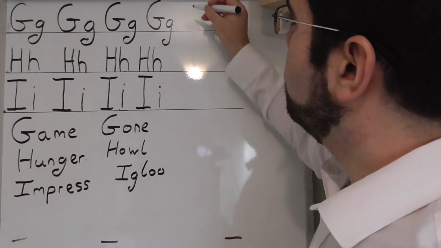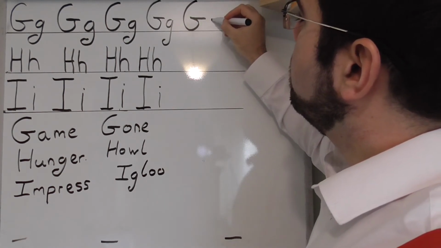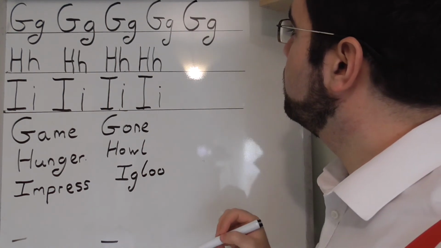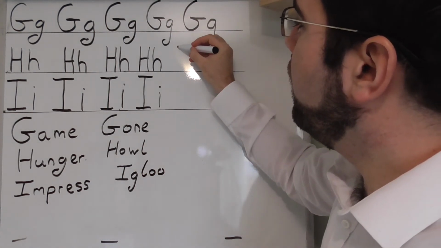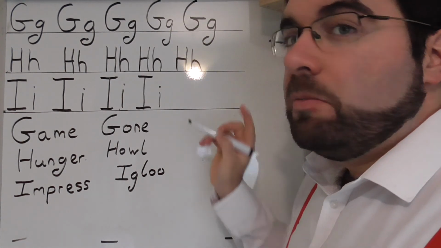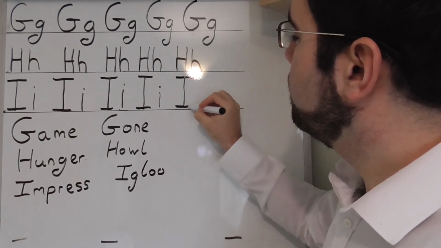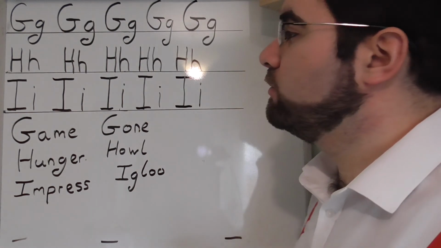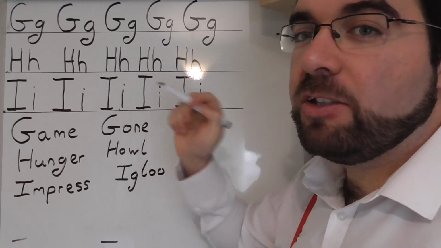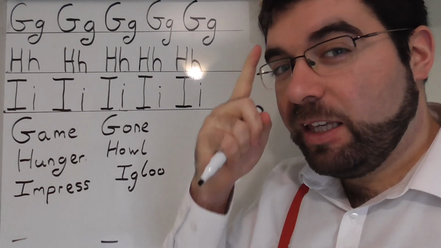Okay, so let's do it once more. G and J. G and J. Very good. And H and H. Very good. And I and I. Very pristine. Very nice. G-H-I. How cool is that, language explorers? Let's keep going.